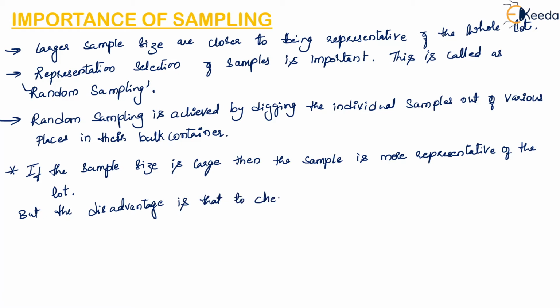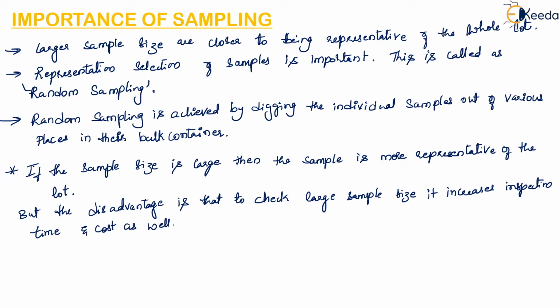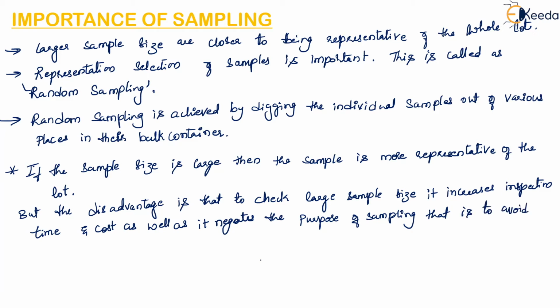to check a large sample size increases inspection time and cost, as well as negates the purpose of sampling, that is to avoid 100% inspection. So sampling is done so as to avoid checking each and every product. When there is a large lot, we cannot keep on checking each and every product. So that is why we are going for sampling. But if you take larger sample sizes, then it is almost equal to 100% inspection. So that will also increase the inspection time as well as the cost.